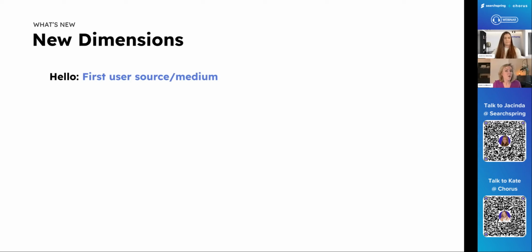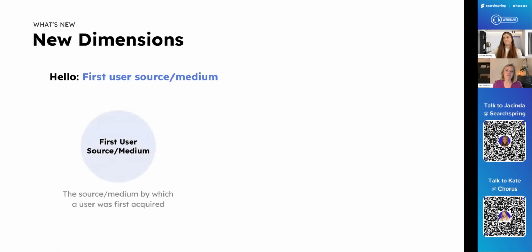Technically, this was definitely possible in UA with some crafty segmentation, but this really gets us focused around which channels are driving growth. So we have this new metric called first user source medium, which is the source medium by which that user was first acquired. So instead of you looking at metrics like new versus returning sessions, we can actually identify which channels are driving some of our strongest new user traffic and user engagement rate to determine the quality of that traffic.